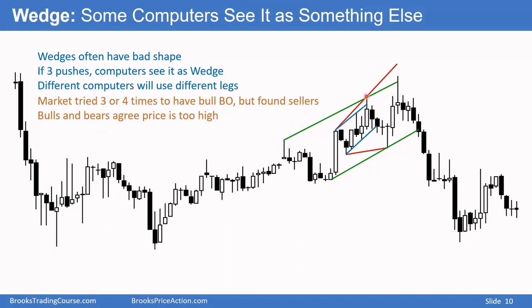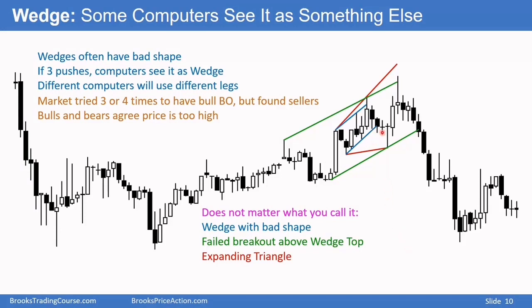The market tried 3 or 4 times to break to a new high, and it's failing. Instead of finding buyers eager to buy the bull breakout, it's finding sellers. Every time it goes above something, it's reversing. Above here, reversing. Above here, reversing. Above here, reversing. The bulls and bears are agreeing that the price is too high. It doesn't matter if you call it a wedge, an expanding triangle, or channel. The market continues to reverse after every attempt to break to the upside. Usually then the market tries to go the other way. It'll conclude it has gone too far up.